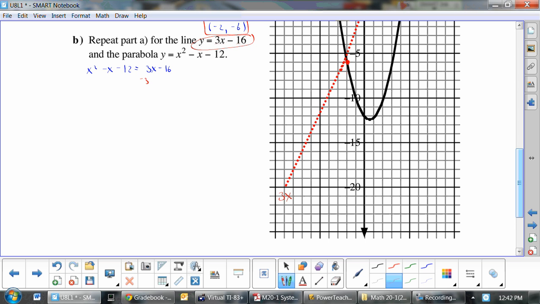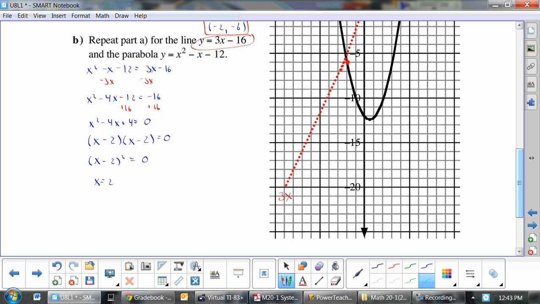So I'm going to minus 3x from both sides, and add 16 to both sides. Okay. And then we just factor it like we normally do. So we say, okay, well, the two factors of this are both x minus 2. You got it. Okay, so we know that our x is equal to 2.